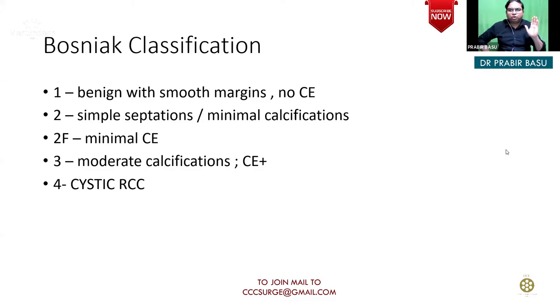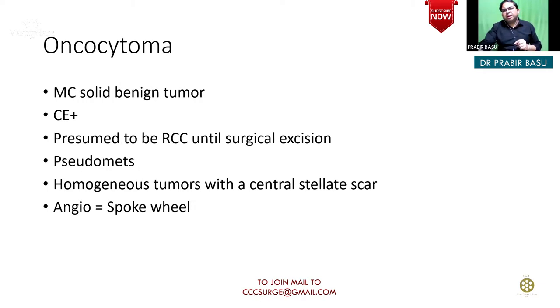2F cysts come with a short note. There is minimal enhancement, and 10 to 15% may turn malignant. That's a big percentage, so these require extensive follow-up. Bosniak type 3 is a cyst with moderate calcification and contrast enhancement. And type 4 is a cystic lesion with nodularity, irregular margins and necrotic material inside. So it's a frank cystic RCC. A cystic RCC, even though it looks ghastly, has a good prognosis vis-a-vis a solid RCC. That's very important.